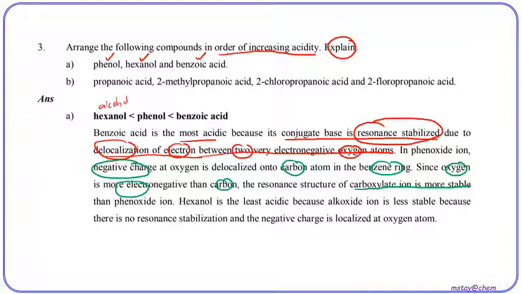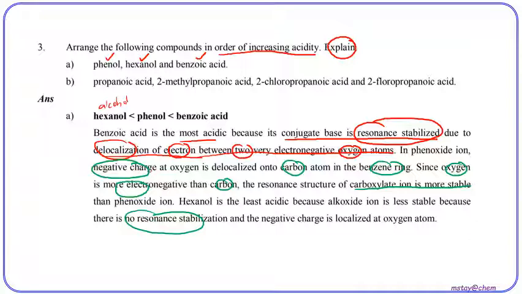While for the other one, alcohol, you can mention that the alkoxide ion is the least stable because there is no resonance stabilization. So this makes them have different acidity.